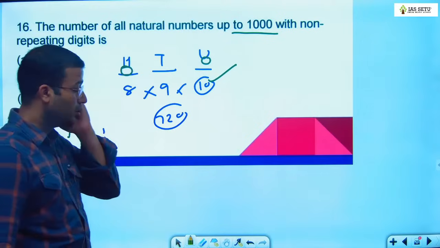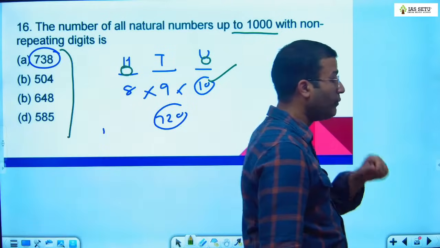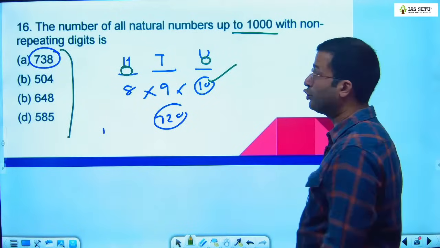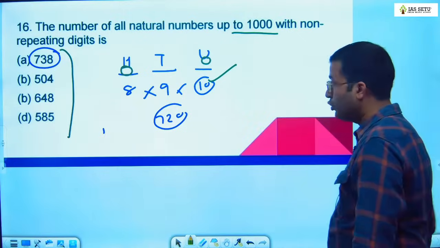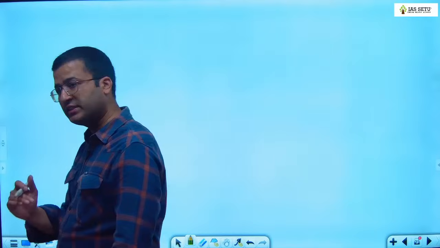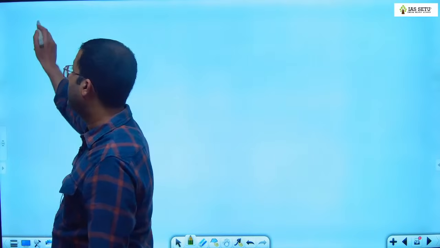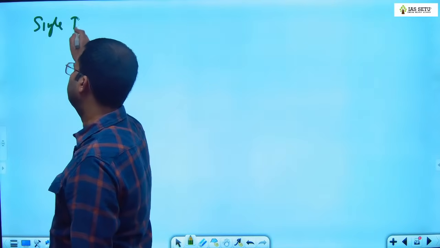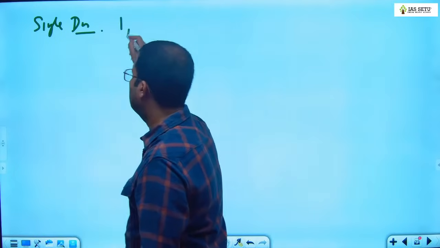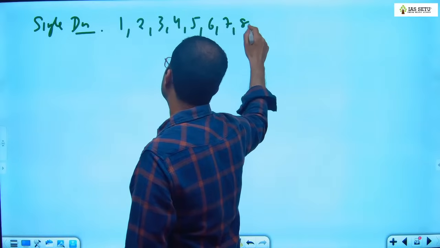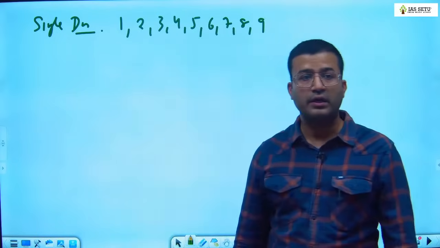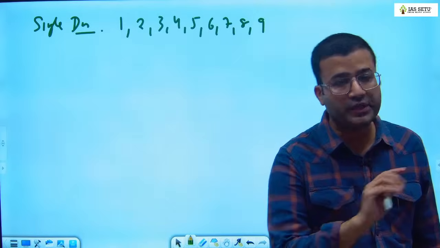Understand the question. It is asking: up to 1000, how many natural numbers are there with non-repeating digits? Digits can't repeat. So you break the question into parts: single digit, 2-digit, 3-digit. Single-digit numbers: 1, 2, 3, 4, 5, 6, 7, 8, 9. Is there any digit getting repeated? No.